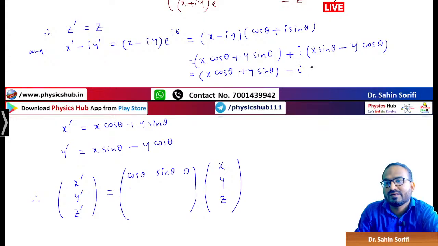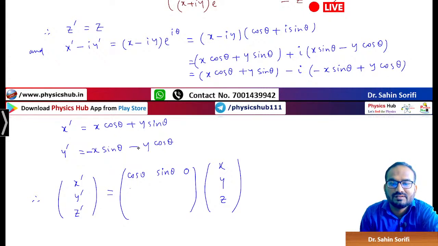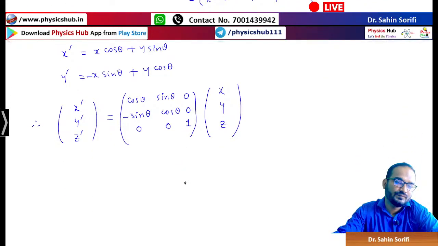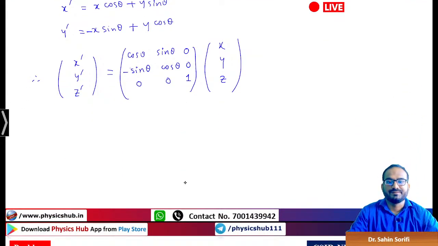Minus i, if I write, then y cos theta will come first, and this will become minus x sin theta plus y cos theta. So minus x sin theta plus y cos theta. So this is minus sin theta, cos theta. There is no z term, it's 0. Here it is z. Z means 0x plus 0y and 1z. So 0, 0, 1. And this is matching with option B.